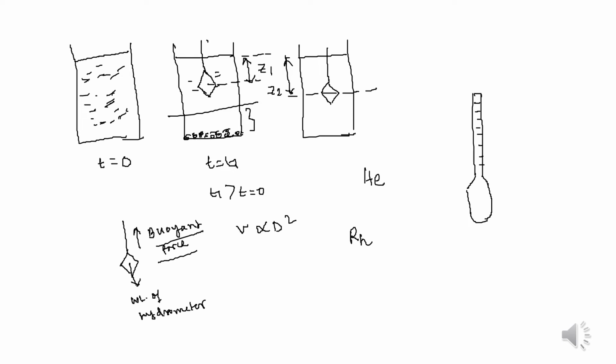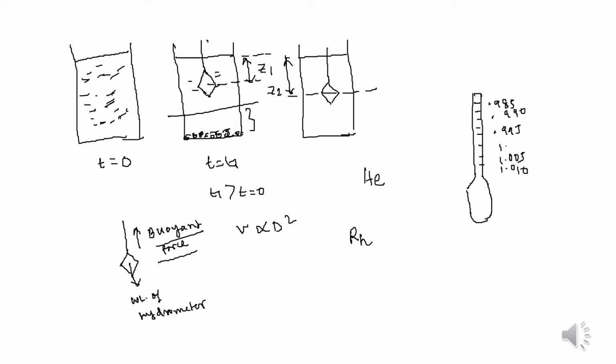Like suppose it's 0.985, 0.990, 0.995, 1.005, 1.010. So like this, the stem of the hydrometer is graduated. In this case, what we refer to as RH is the hydrometer reading.